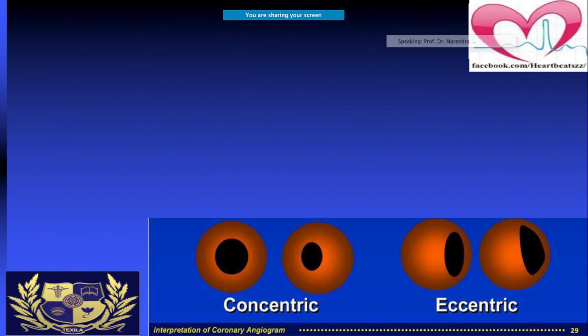So what was it about? What did we learn in the last session actually? So in the last session, we were learning about the coronary angiography basics.